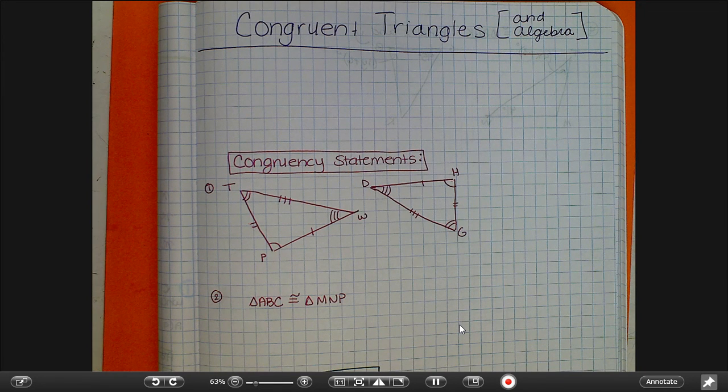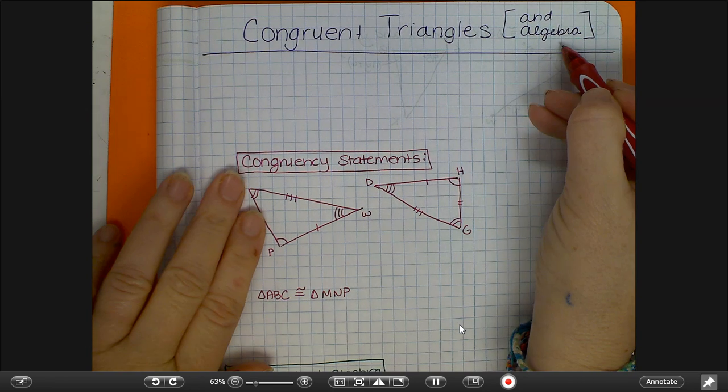I just wanted to talk to you a little bit today about congruent triangles. We have done similar triangles in the past, and remember when we do similar triangles, we set up proportions. But congruent triangles means all of their parts are congruent. So today we're going to combine congruent triangles with algebra.